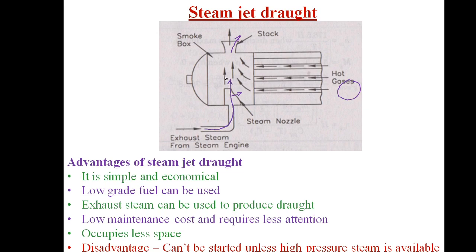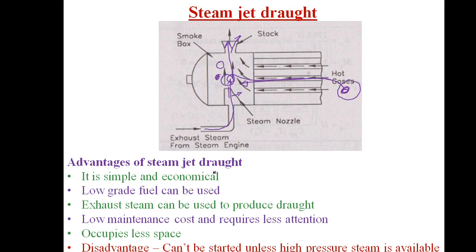When steam is expanded, a sudden pressure drop takes place, and due to the pressure drop, the hot gases are sucked into this smoke chamber or smoke box. So vacuum is created by expansion of steam passing through this nozzle. Steam at high pressure is passed into this nozzle and suddenly expanded. As steam is expanded, pressure drop takes place, and due to it the hot gases from the combustion chamber pass into these tubes, then enter into the smoke box and are exhausted into the atmosphere. So this is how steam jet draught works.